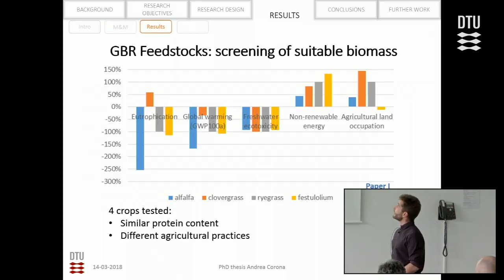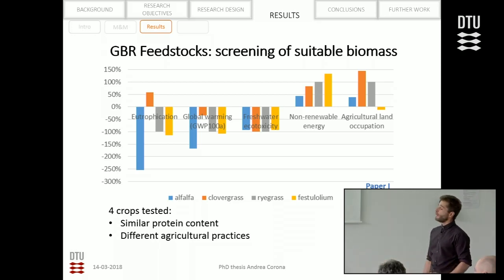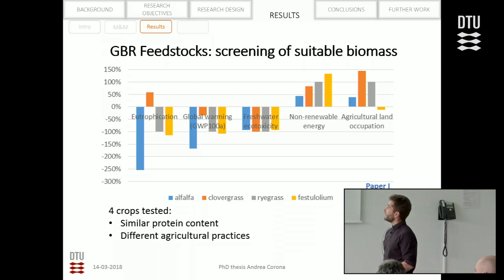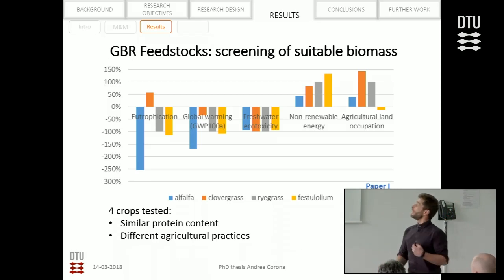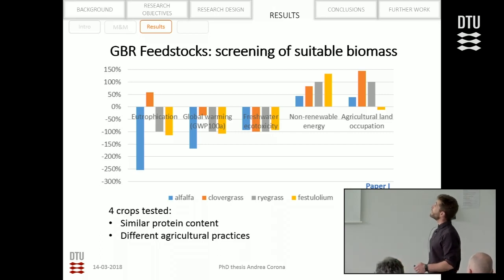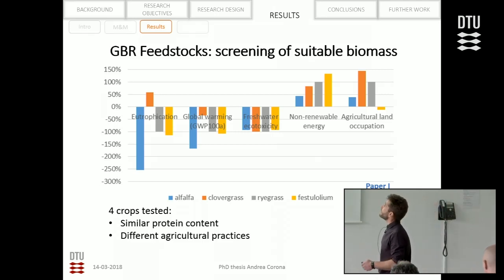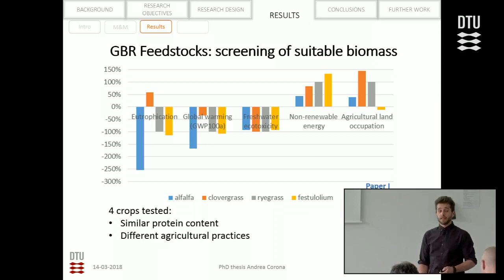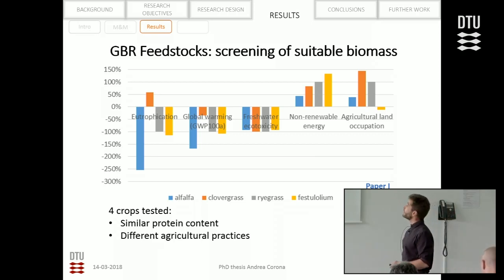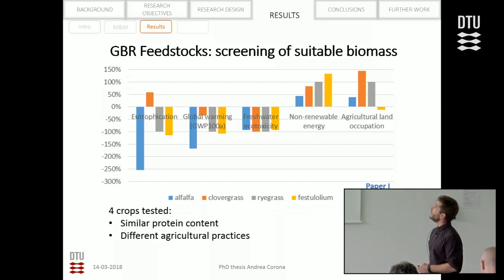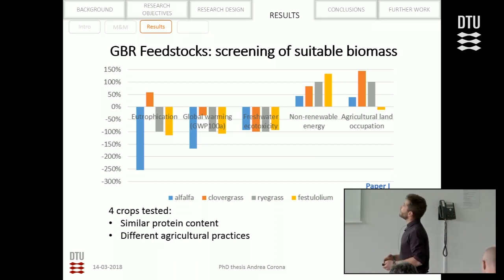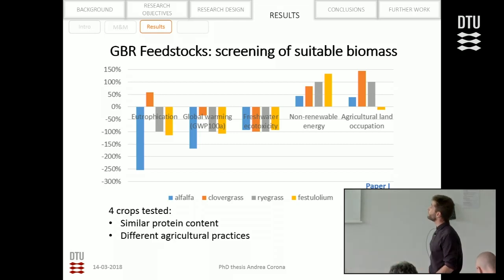So first of all, we are going to look at the effect of the feedstock of this biorefinery. In this case, as I said before, 4 types of crop have been tested. They have, unfortunately, a similar protein content, but they have different agricultural practices. And as you can see from the graph, first of all, the environmental performance of the biorefinery is highly dependent on the feedstock used. And second point, you can identify that alfalfa, in the blue bar, results in the best overall performance, and is mainly connected to the low yield needed for the agricultural part.